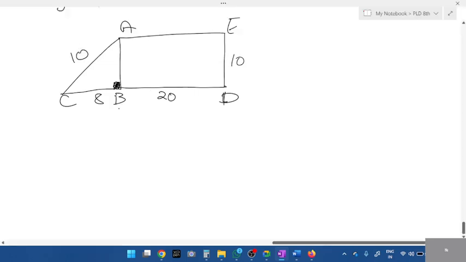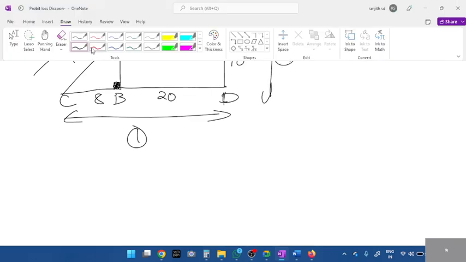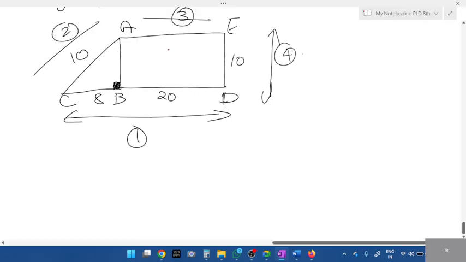How many sides does it have, students? Tell me, this figure has how many sides in total? See, CD is one side, right? Then AC is the second side. AE is third. BD is fourth. It's a quadrilateral. We need to find the area of the quadrilateral. Does it look like a rectangle, square, or parallelogram? No, right? None of those figures, students.